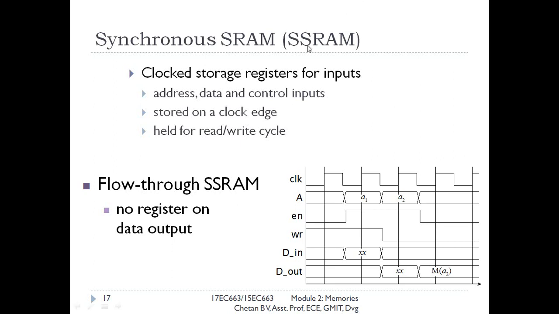Under synchronous static RAM, we have two categories. The first one is flow through SSRAM, the second one is pipelined SSRAM. So first let us see what is flow through SSRAM. As the name indicates, flow through, the data which is written into a memory location will directly flow through and reach the output. Hence the name flow through SSRAM.